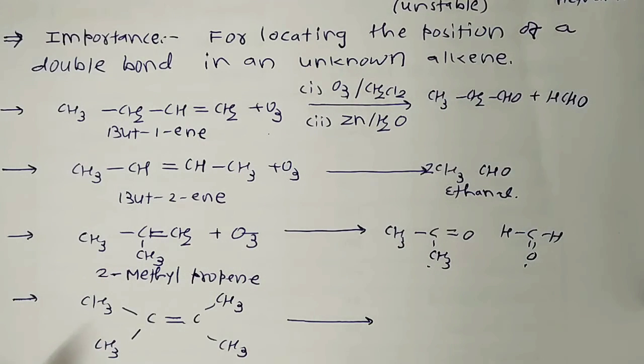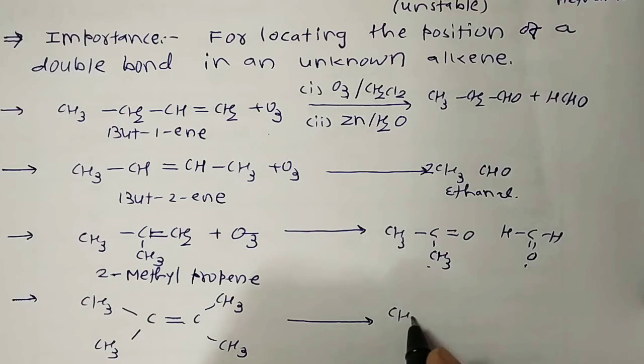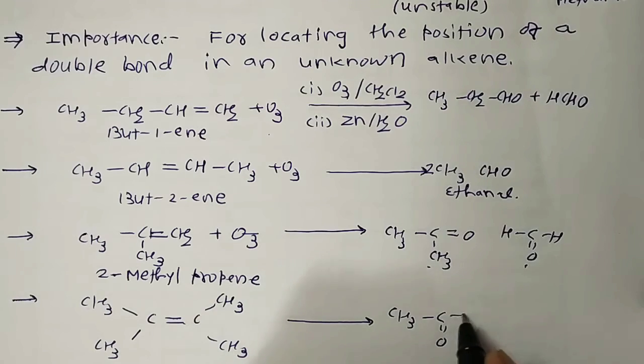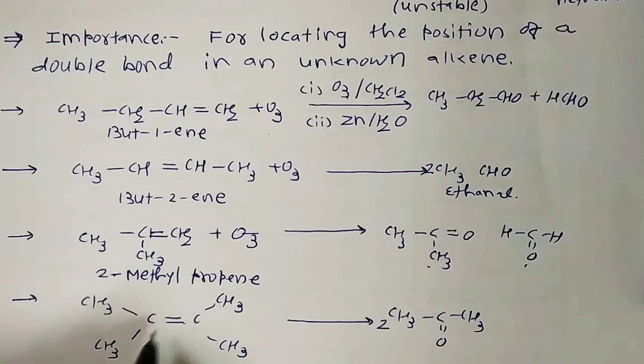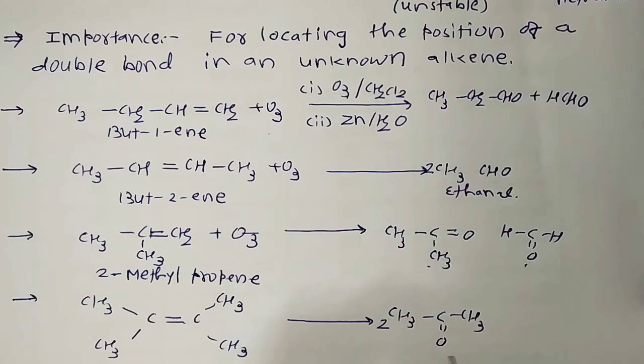In the same way, if I have 2,3-dimethylbut-2-ene, reductive cleavage converts it into CH3-C(=O)-CH3. So 2 moles of acetone, because here the ozonide compound undergoes reductive cleavage in the presence of zinc and water, which converts it into acetone. So 2 molecules of acetone can be formed.